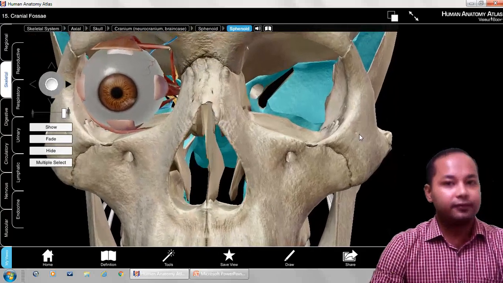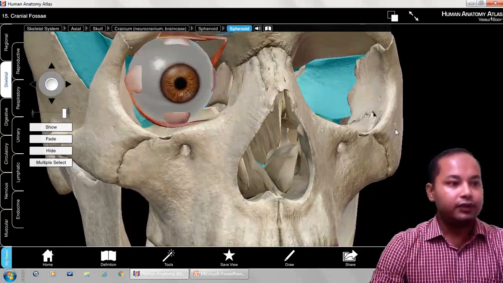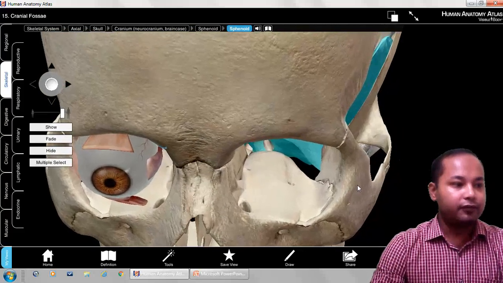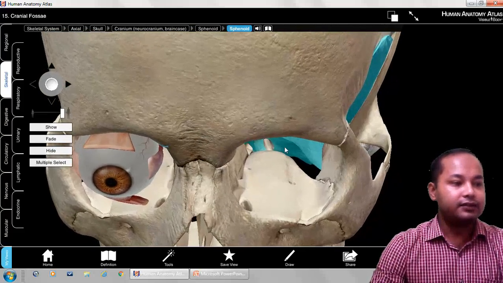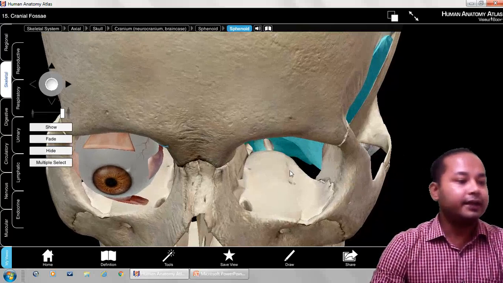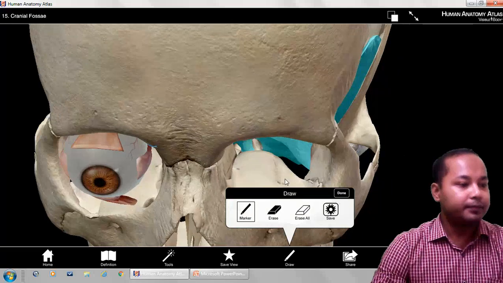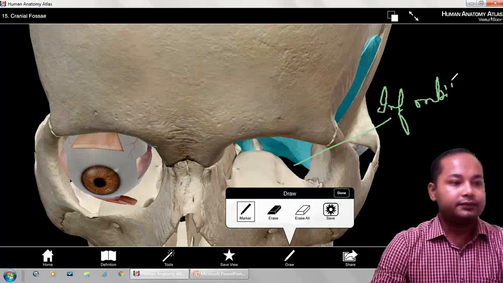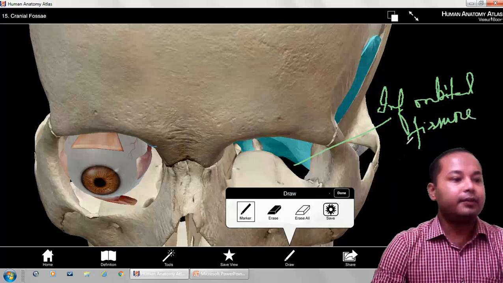Now we have just moved on from the roof to the lateral wall. Let us move to the floor. If you look at the floor, you find that there is a white gap, and this gap is called the inferior orbital fissure. Let me ink it up. This is the inferior orbital fissure.